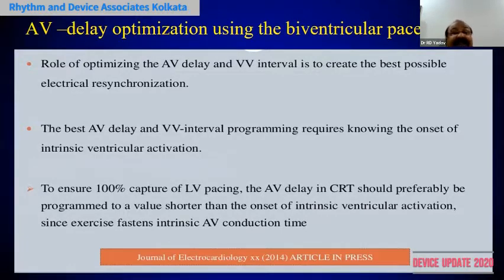is to create the best possible electrical resynchronization. Best AV delay and VV interval programming requires knowing the onset of the intrinsic ventricular contraction and to ensure 100% capture of the LV. Here LV capture is most important because you need 100% LV capture.